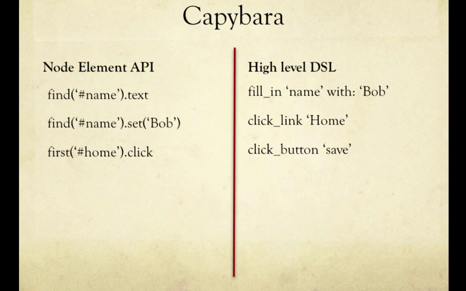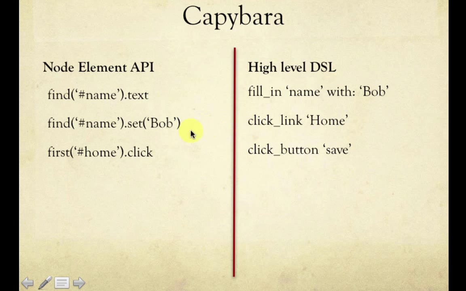Capybara has two ways of interacting with the page. One is the node element, where you use a finder, or first, if you've got multiple, which will pick the first one, and then perform whatever action you want on it. And then there's a high-level DSL, which does the same as that. So this will fill in a text box with the ID of name, and it'll give it the value Bob.